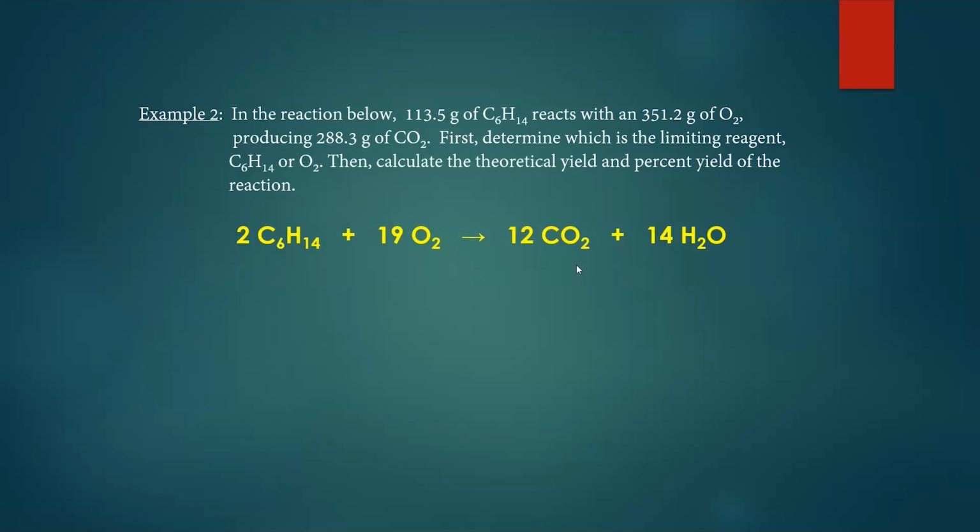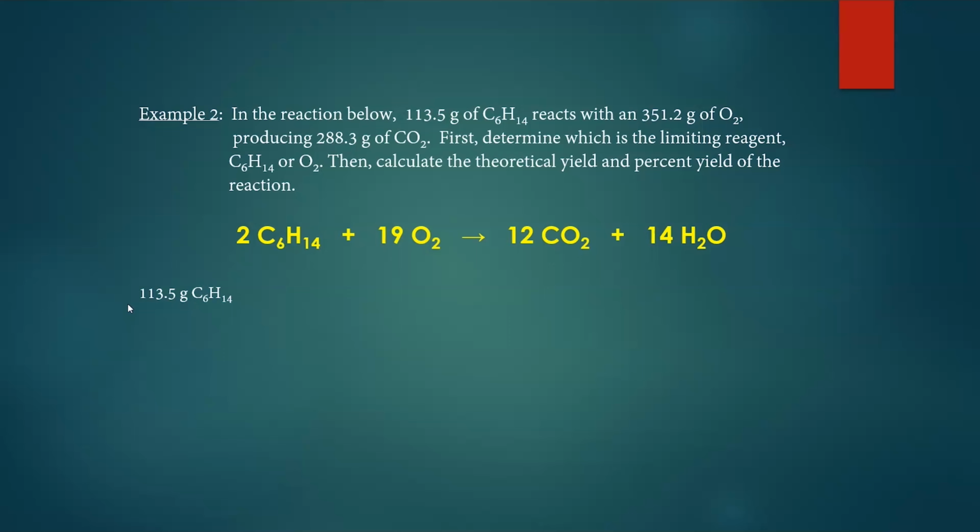And of course, to get the percent yield, you need the actual yield, which is also provided here. This is what we actually got. So your job is to figure out which of these two is going to give us the least amount of carbon dioxide, and that will be our theoretical yield.